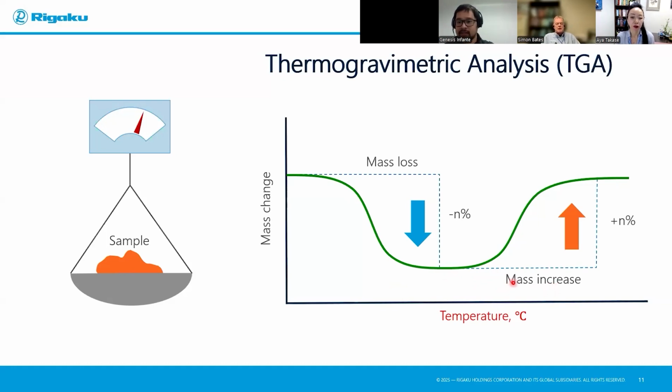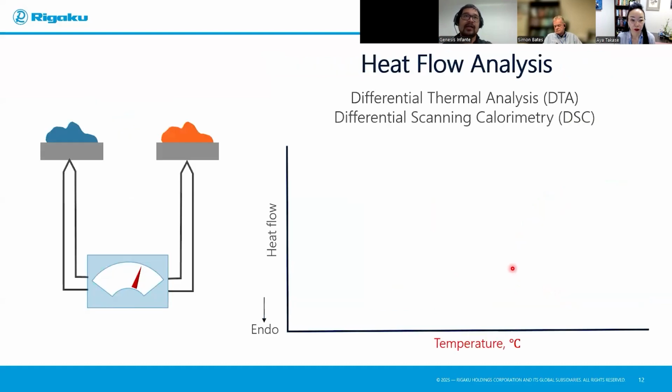So either of these cases tells you that something happened to the sample and something changed with your mass, and you can combine that with the other analysis techniques, such as the heat flow analysis techniques that we'll be covering today. It can really give you a full story of how your materials behave under different temperatures.